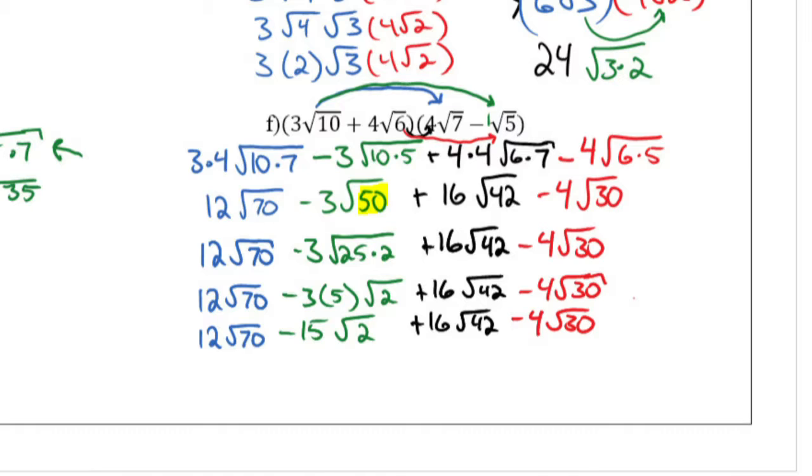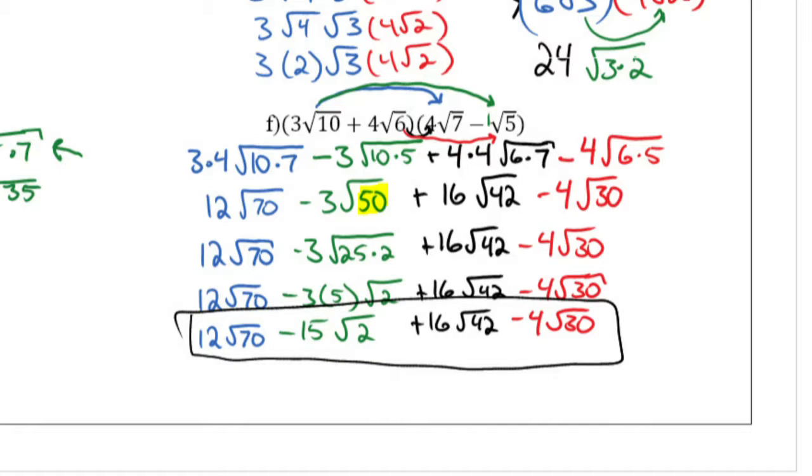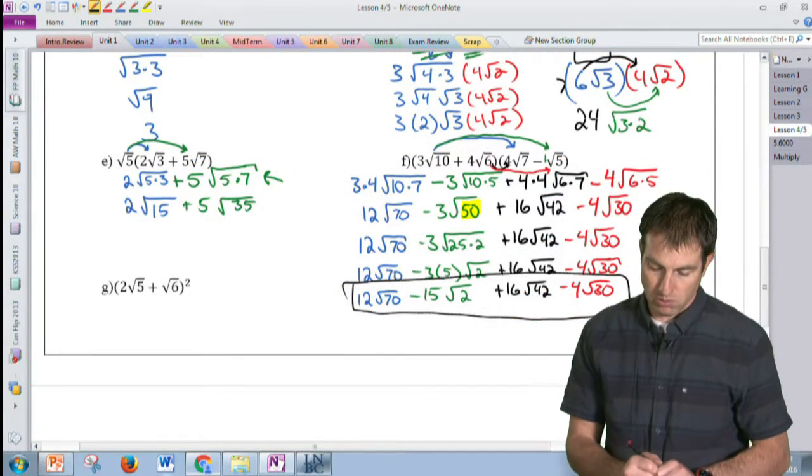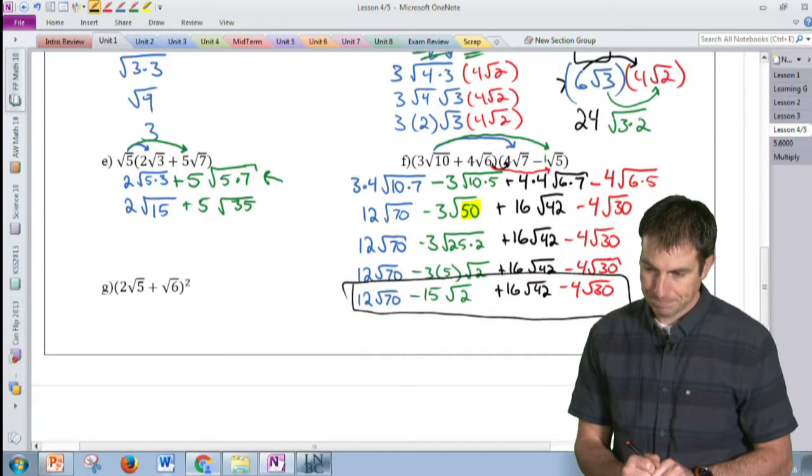And then I look again. Do I have like root 70, root 42, and root 30? These are all different, so I can't combine any of those. Which means that this is as simple as this thing gets now. I make it sound like it's just so easy, just so simple. Obviously not simple, but it gives you a bit of an idea of what these types of questions are going to look like.